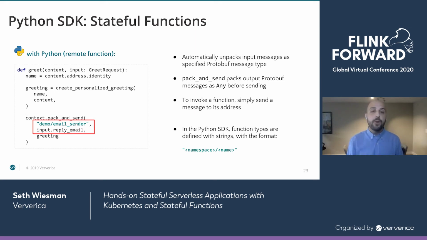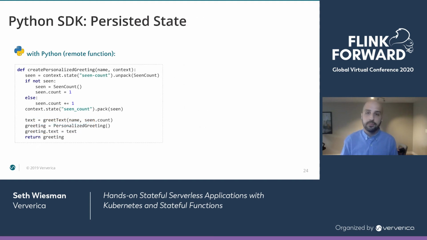When we want to invoke another function, same way that this greet function was invoked, we are going to message its address, which again contains the function type, demo/email sender in this case, and the ID. Right? These are always logical types. I don't know what language our email sender was implemented in, and frankly, I don't care. It doesn't matter. We are simply firing and forgetting this message. The runtime will take care of the rest.